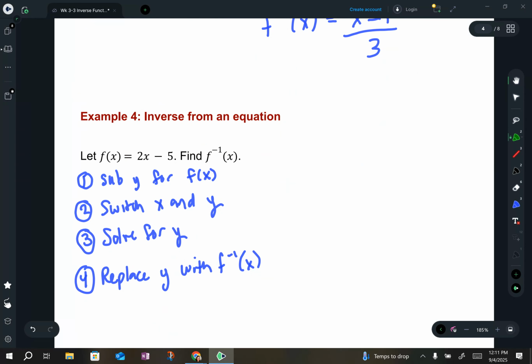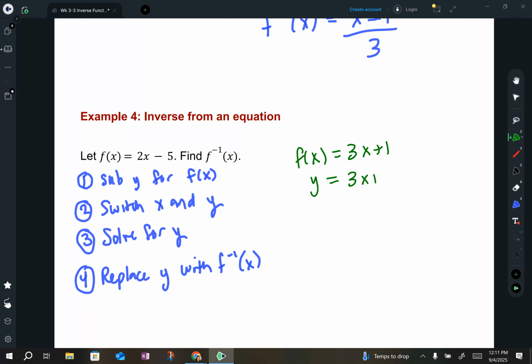All right, did you give it a try? So we started with f of x equals 3x plus 1. This was the one we just talked through. We didn't use the algorithm. Let's try the algorithm. We're going to write y for f of x, so y equals 3x plus 1. We're going to switch x and y, and we're going to solve for y.